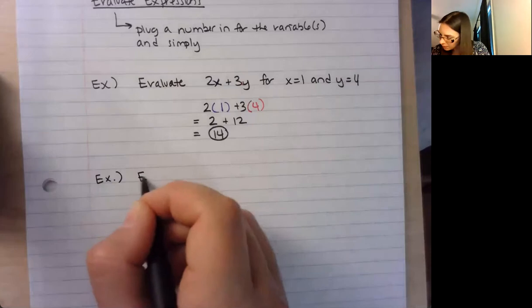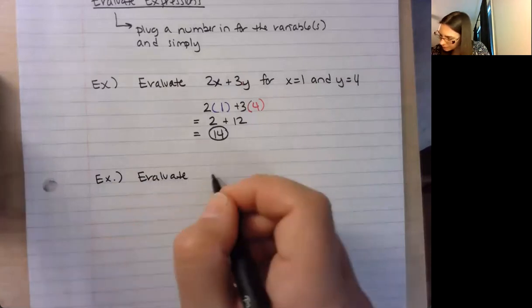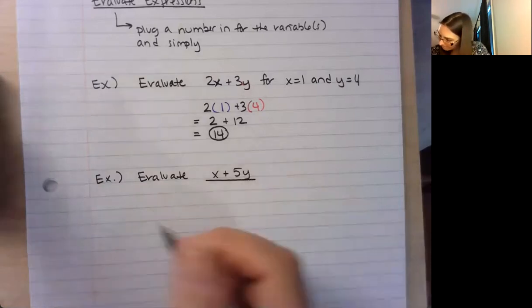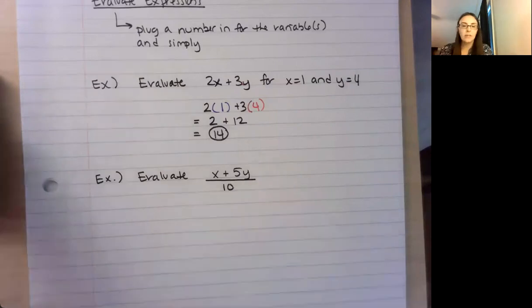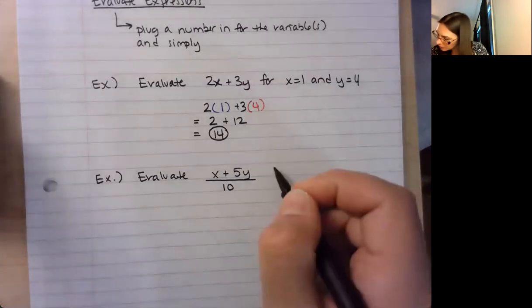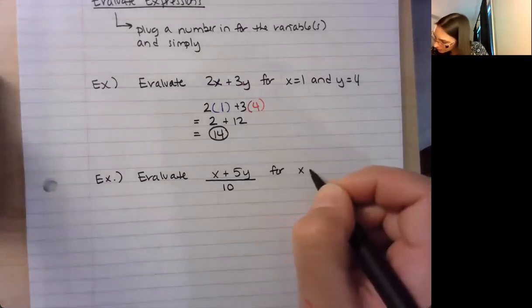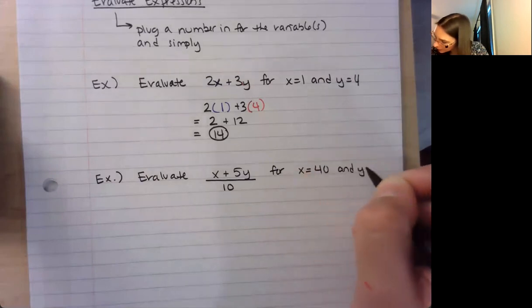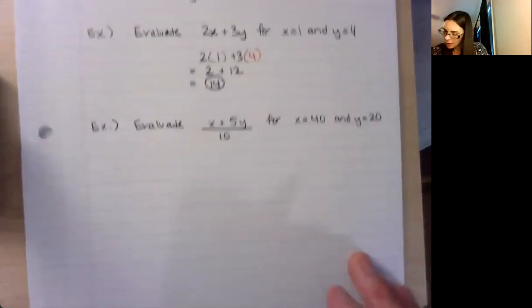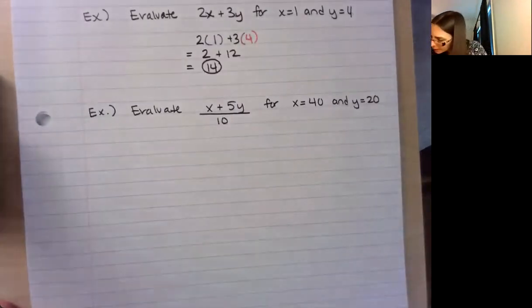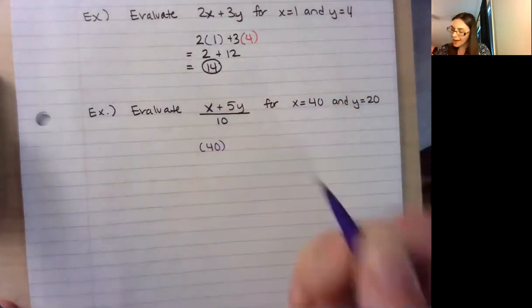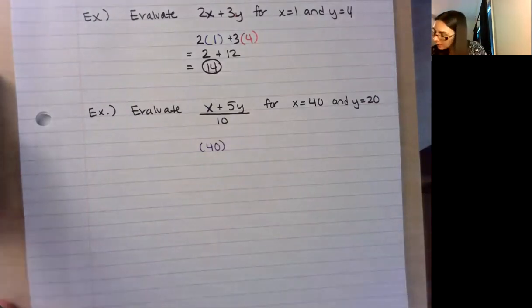Let's evaluate x plus 5y over 10. And let's use x equals 40 and y equals 20. So I'm going to just replace my values. So when I see my x, I'm going to replace it with 40. Now, you don't have to really use parentheses here. It's not going to make a difference, although I like to be in that habit, so I'm going to go ahead and do it anyway.